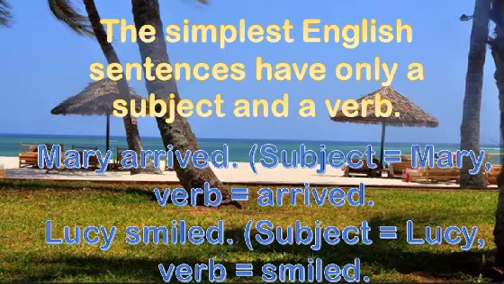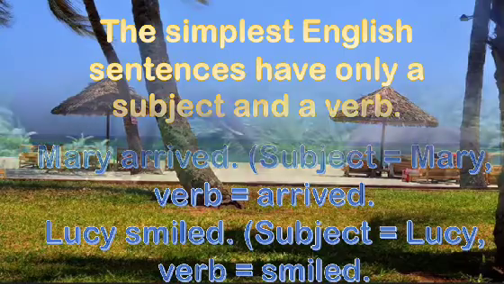And in the second example, we have Lucy smiled. The subject is Lucy and the verb is smiled. Lucy is also a proper noun and is also the subject of the sentence because Lucy is the person who smiled.